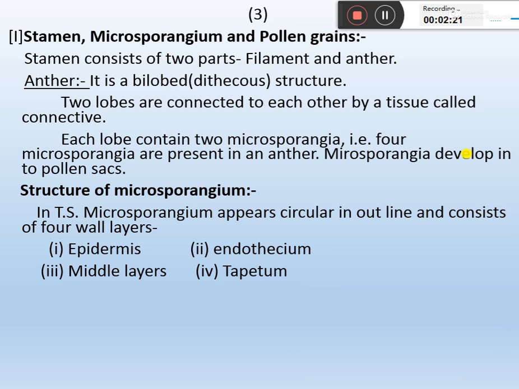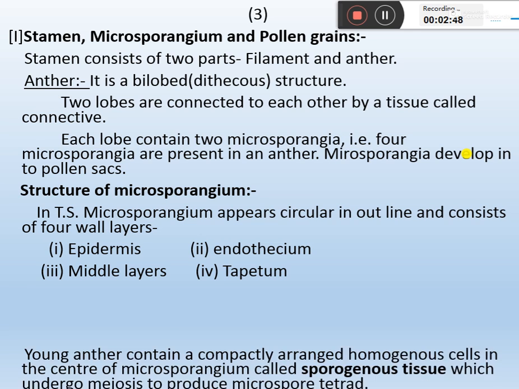Microsporangium is circular in structure, and it contains four wall layers: the epidermis, outermost, which protects the microsporangium, the endothecium, the middle layers, and the tapetum. The endothecium helps in the dehiscence of the microsporangium, while the middle layers help in protection, and the tapetum provides nutrition to the developing microspores.